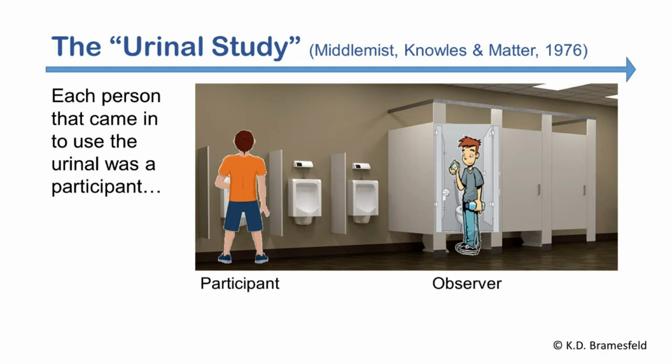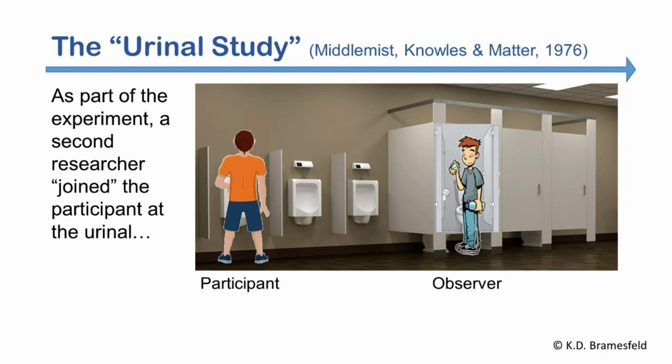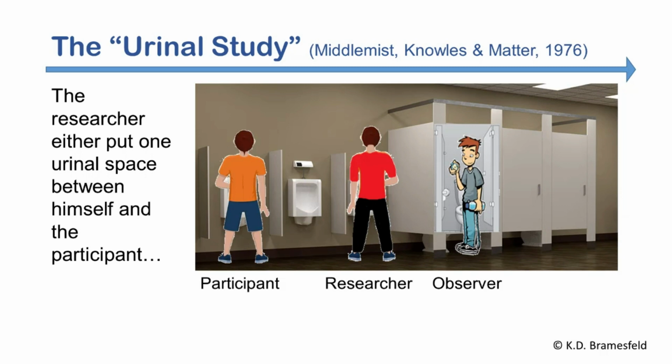So in this case, a second researcher joins the participant at the urinal under one of two experimental conditions. Either the researcher uses the one stall rule and puts one urinal space between himself and the participant. So this is the control condition.